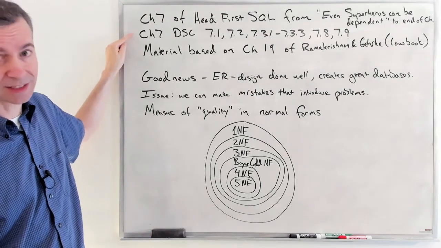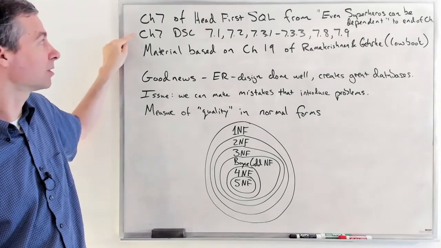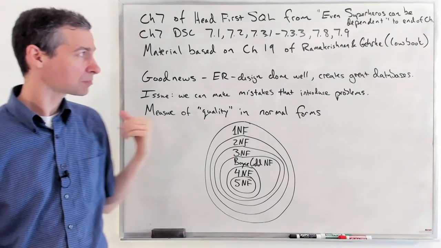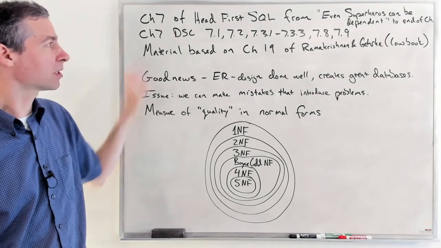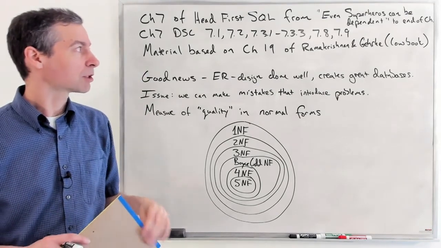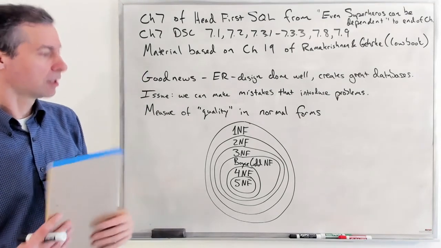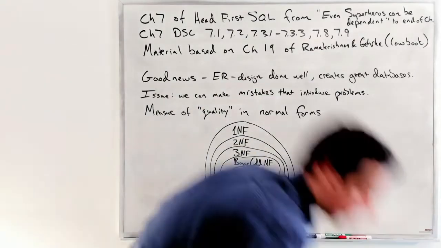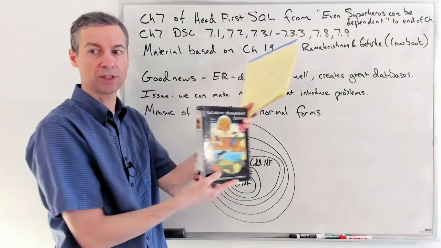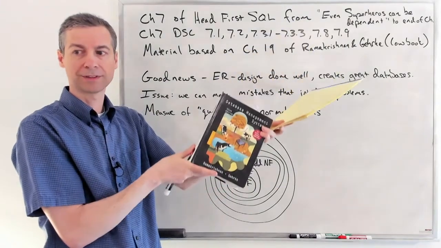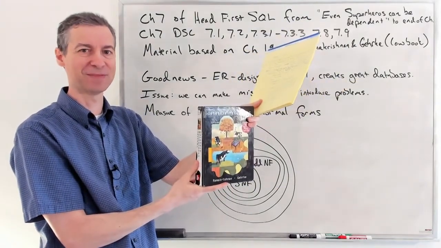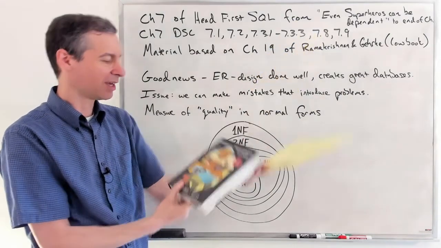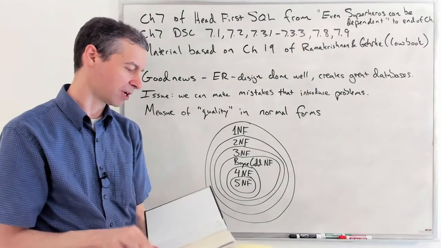I don't think the next step is chapter 7 in DSC. For me, it's been chapter 19 of Ramakrishnan and Gehrke, which is known as the Cow Book. And let me show you the cover of this, why it's called the Cow Book. So as you can see, there's a book. There's cows on it. The author originated from Wisconsin.